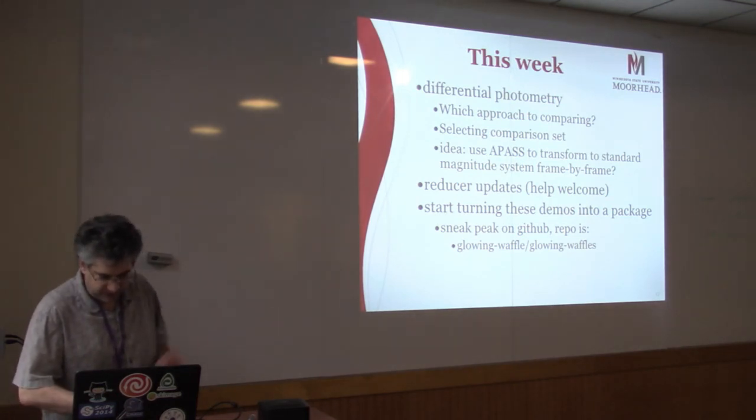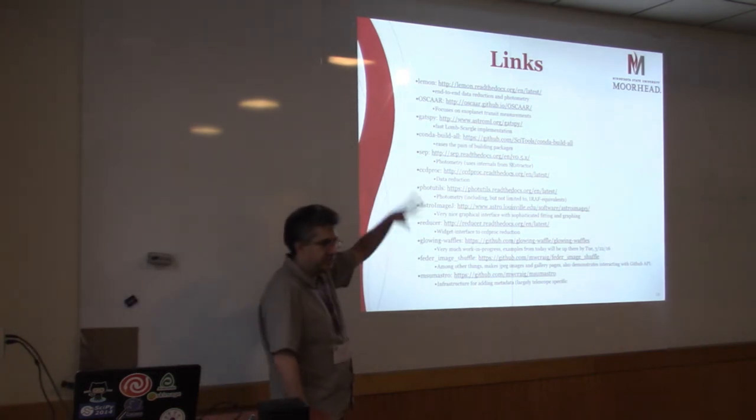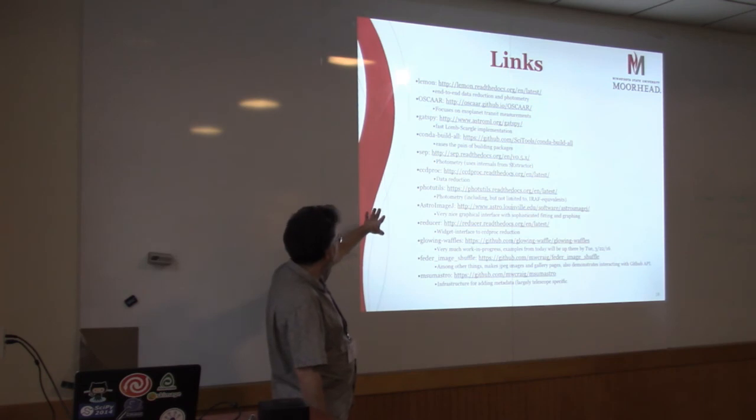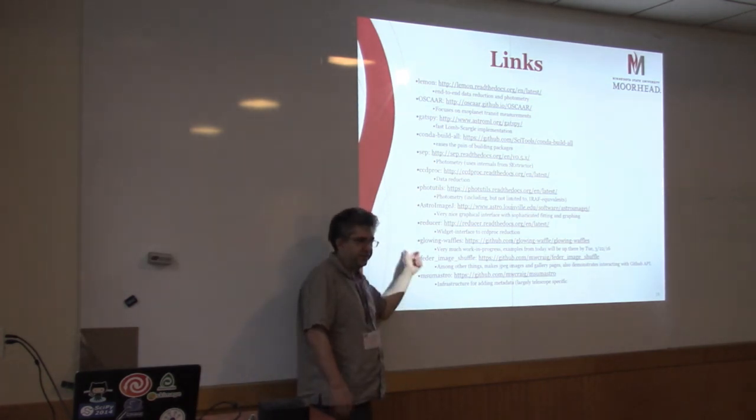So rather than having a summary slide, what I've got is a list of a bunch of links. I've also dropped this into the Google Doc. I tried to capture, shoot, I didn't get all of the packages that are mentioned in here. I left out AstroQuery, I'm sorry.